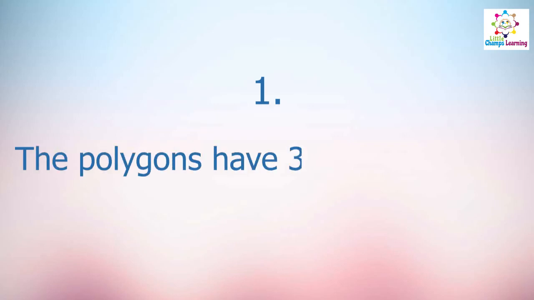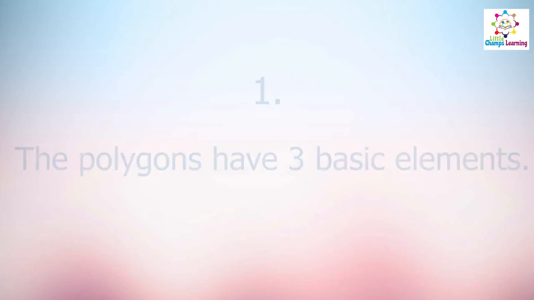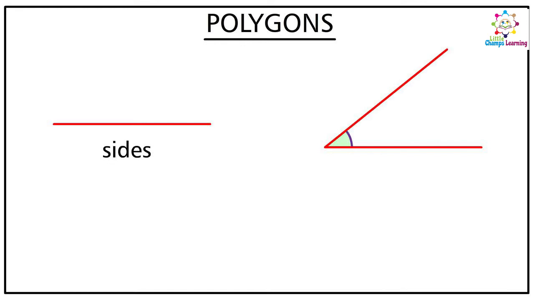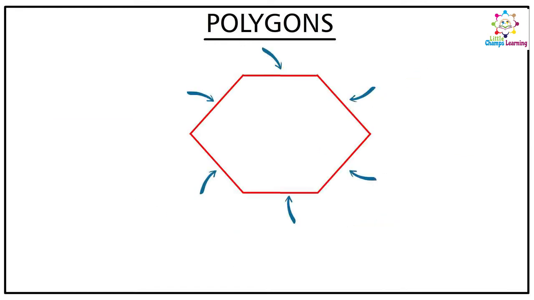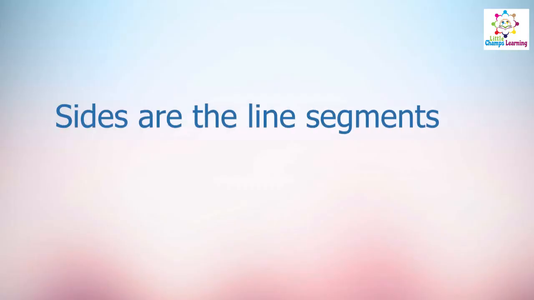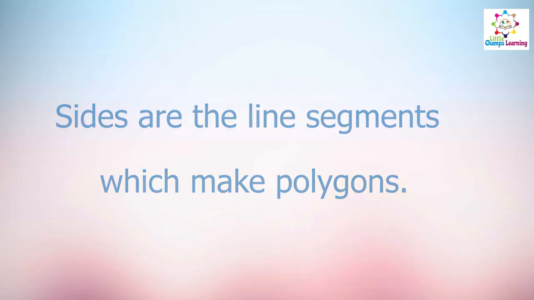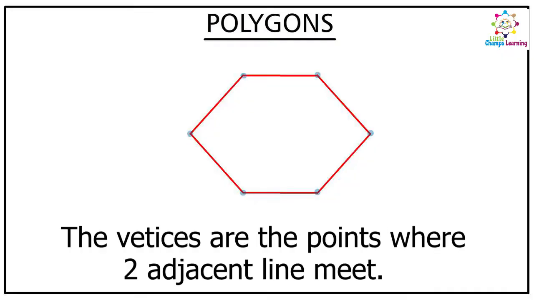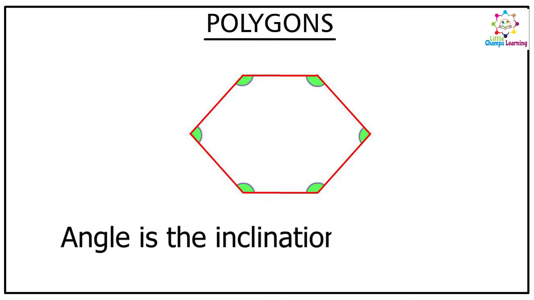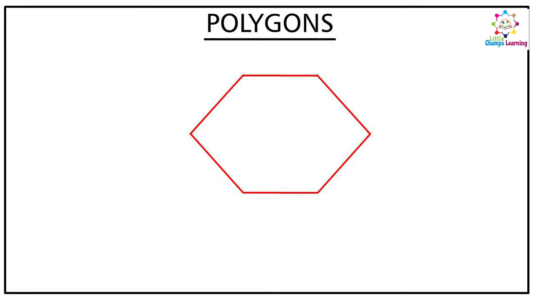So, first, polygons have three basic elements. They are made up of sides, angles, and vertices. Look at this hexagon. It has 6 sides. Sides are the line segments which make a polygon. Vertices are the points where two adjacent lines meet, and an angle is the inclination between two sides. So this figure has a total of 6 sides, 6 vertices and 6 angles.